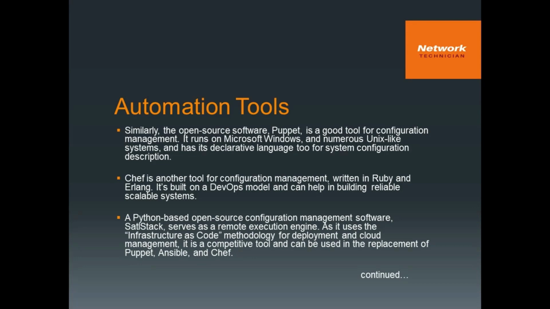Chef is another tool for configuration management, written in Ruby and Erlang. It's built on a DevOps model and can help in building reliable, scalable systems. A Python-based open-source configuration management software, SaltStack, serves as a remote execution engine. As it uses the infrastructure as code methodology for deployment and cloud management, it is a competitive tool and can be used as a replacement for Puppet, Ansible, and Chef.